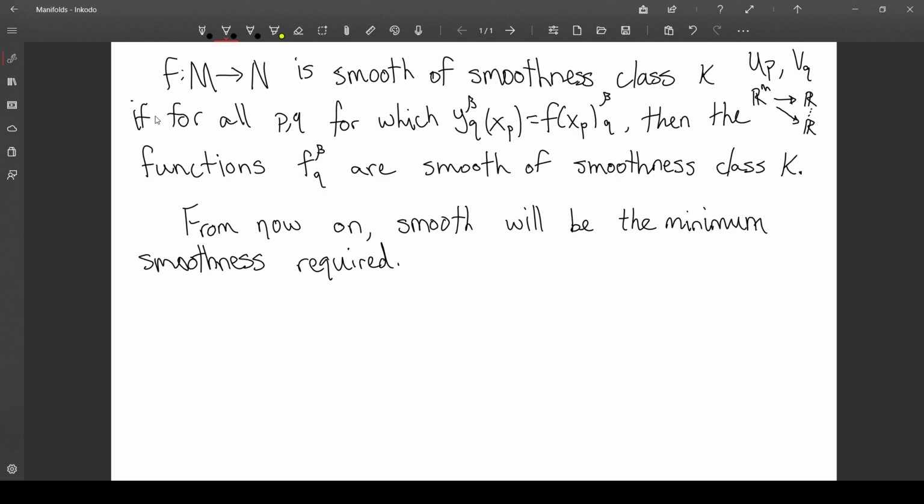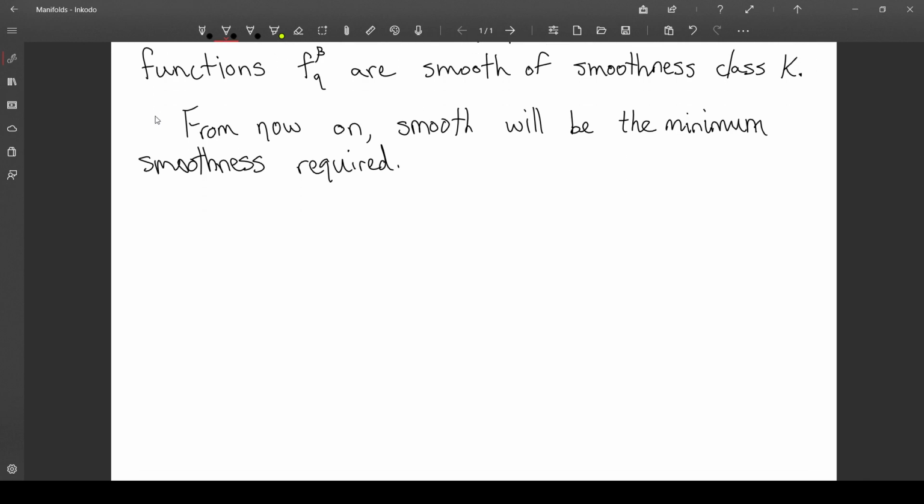But here, if we say smooth and we're talking about theorems that involve one or two derivatives, then we're only placing the assumption that it's smooth of smoothness class 2. We just want to ensure that the derivatives we're taking are continuous functions.